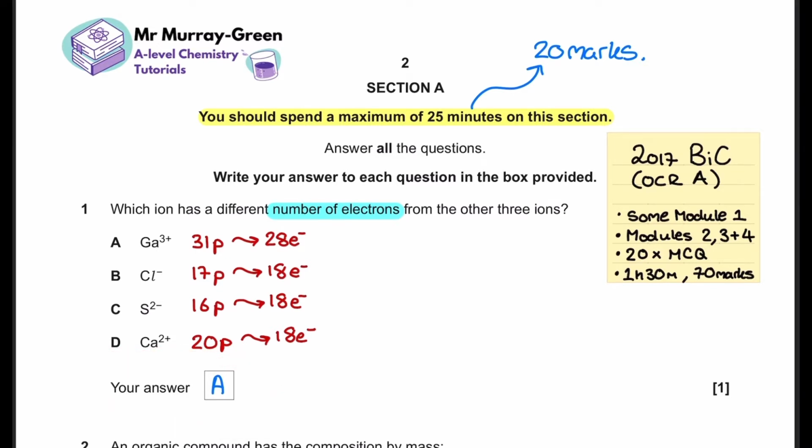I would like to make the point though that you'd actually be able to answer this question just off the proton numbers. Because unless that gallium was going to have a ridiculously high positive charge on its ion, it's definitely going to be the gallium that ends up being the odd one out, since it has significantly more protons than the other 3.